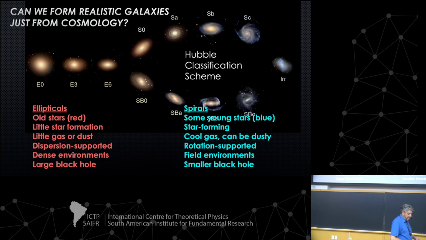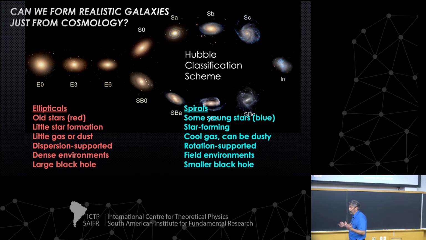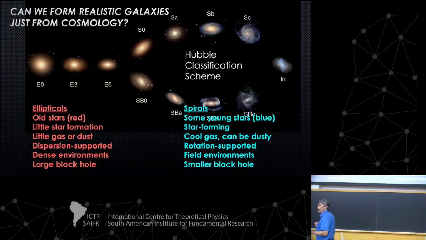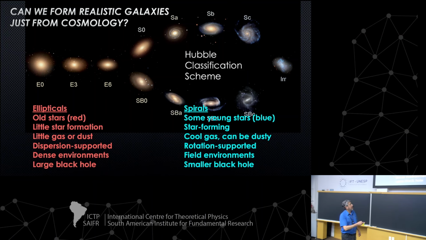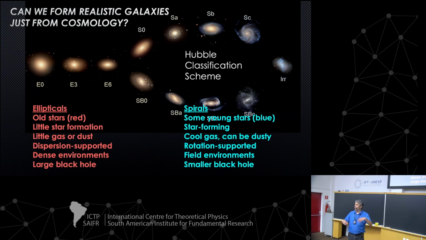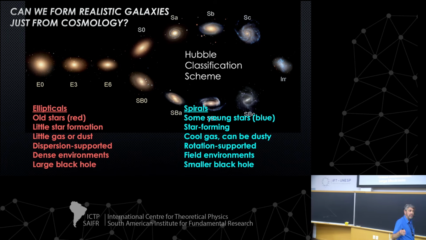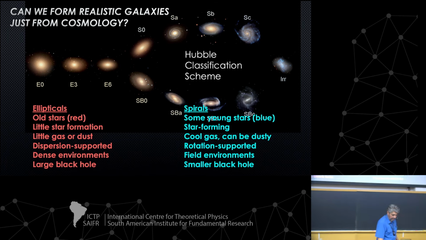So the question is, if we want to understand galaxy formation, we have to understand not only how these disks form and how they turn into ellipticals, but can we get this full diversity, and can we produce all these properties that are associated with these morphological types?